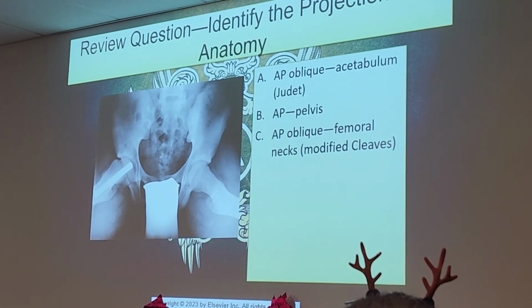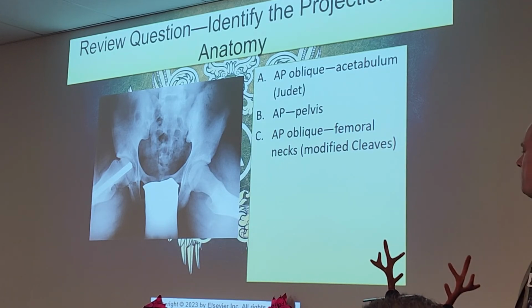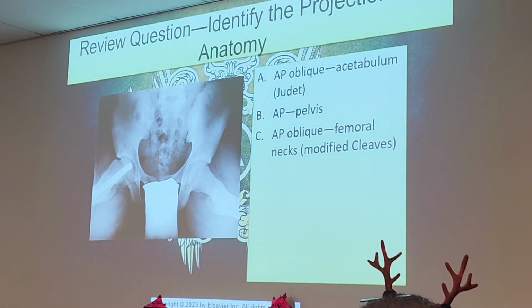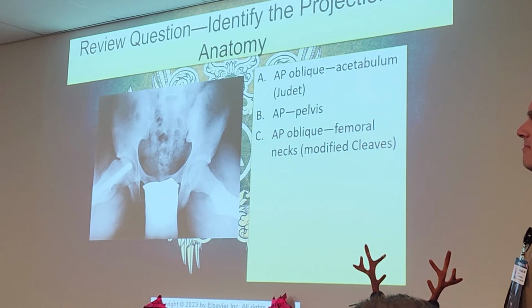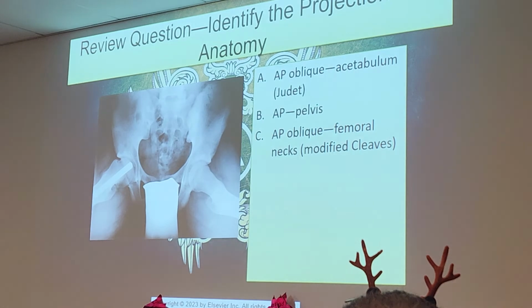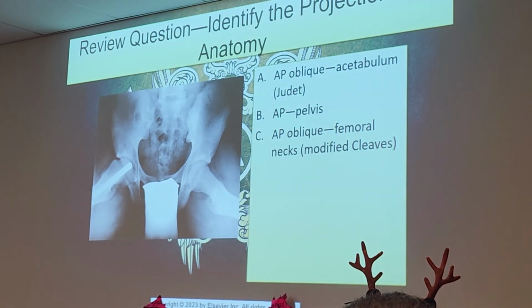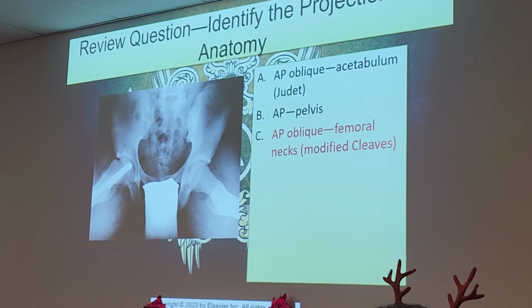All right, what is that? Badly centered X-ray, first of all, but what is that? That's modified Cleaves. It is C. AP oblique femoral necks with modified Cleaves. Throw A out of there. And obviously it can't be B, because we're cutting off the top of the pelvis. It's obviously not oblique, so it has to be letter C.